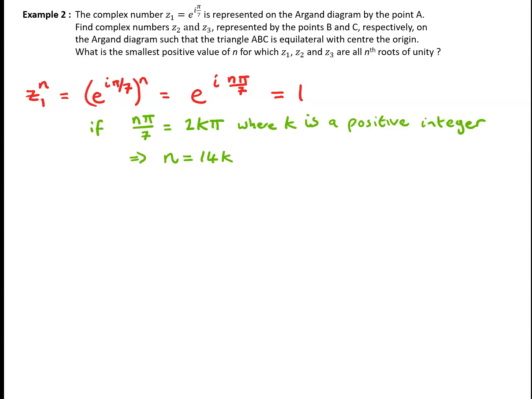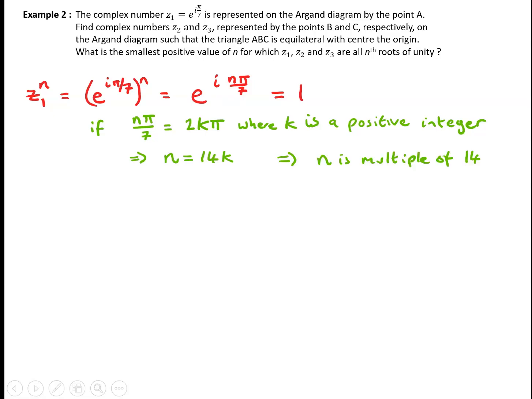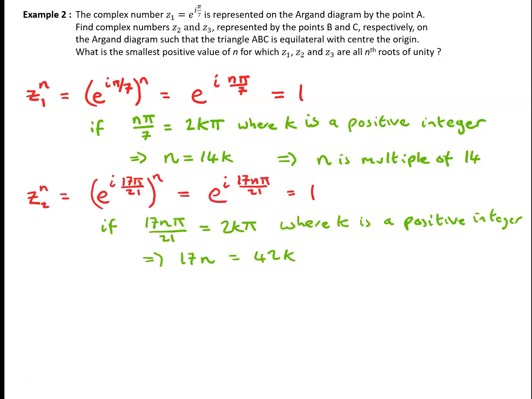So the first positive integer that satisfies that for me would be 14, but we've also got the possibility of 28 or 42 or 56, etc. So n must be a multiple of 14. But we need z2 to the power n to equal 1 as well. Now z2 to the power n is e to the i 17 pi over 21 to the power n, which becomes e to the i 17n pi divided by 21 equals 1.